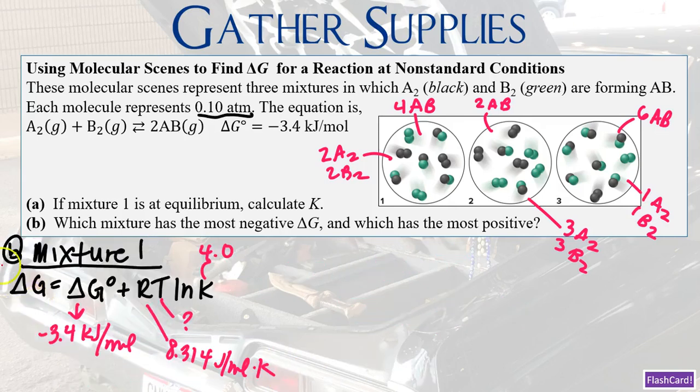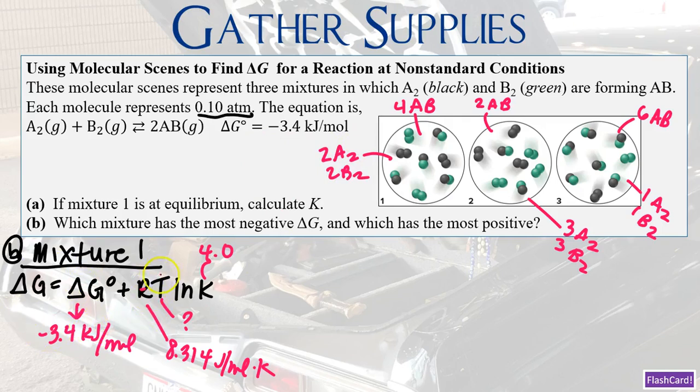So we can remember our delta G expression for non-standard conditions is equal to delta G naught plus RT natural log of K. We just figured out our K value, which is 4.0. We know our R value is 8.314 joules per mole Kelvin. The delta G naught value is given as negative 3.4 kilojoules per mole. And so we have to be able to solve for our non-standard delta G.